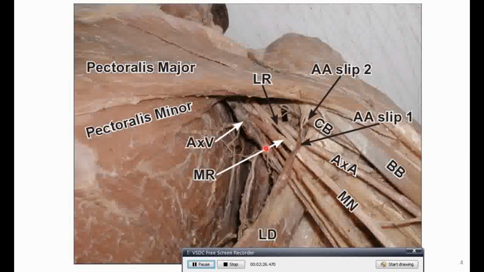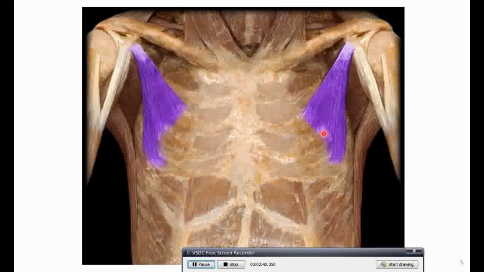Axillary vein, medial root of median nerve, lateral root of median nerve, axillary artery, biceps brachii, coracobrachialis. Trace the pectoralis minor to its attachment, origin, insertion. Origin is from 3, 4, 5 ribs inserted to coracoid process. Short head of biceps brachii also can be seen attached to coracoid process.